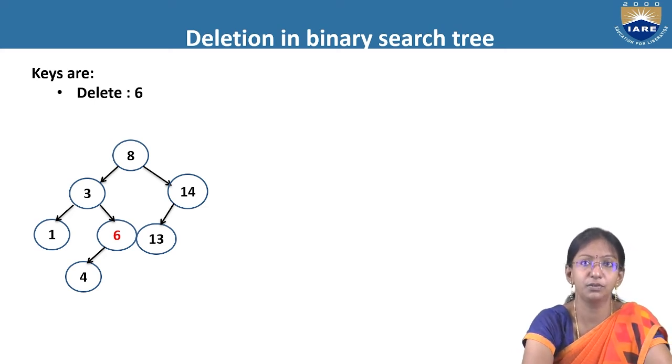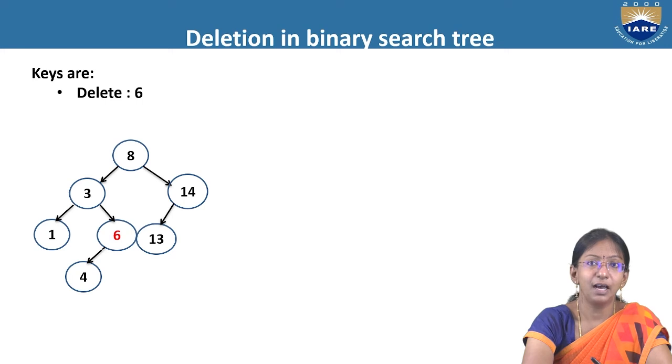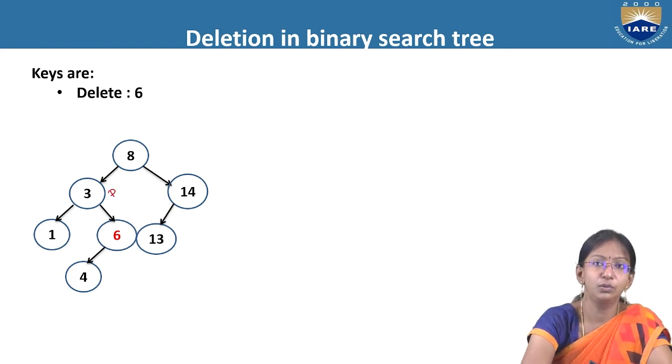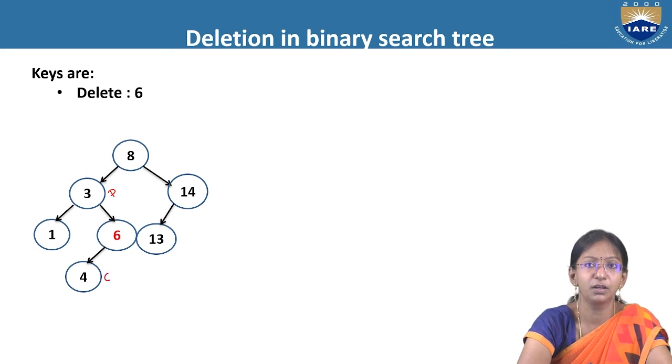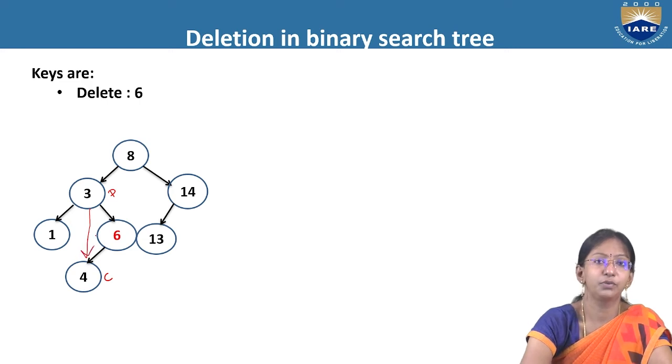In this given picture, what if you want to remove 6? 6 is having a single left child, right? If you want to remove this one, what you have to do? Who is the parent of 6? 3. Who is the child of 6? 4. Build a relation between them and remove 6.